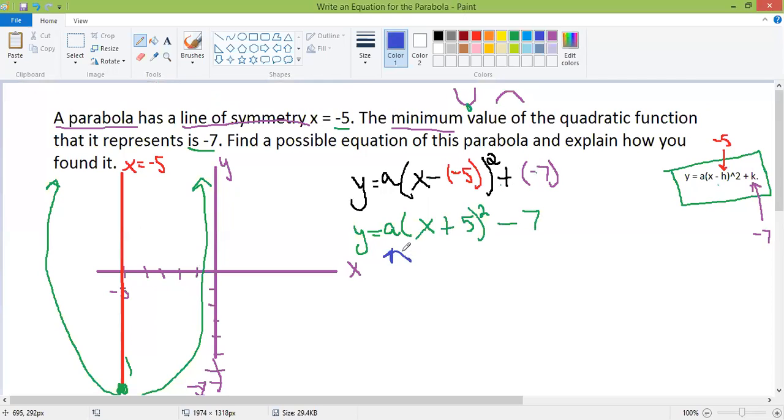You can't put 0 though, because if you put 0, then 0 times all of that will cancel out and it will be a straight line. So you can't put 0 for a. A has to be a number, and it has to be a positive number because it has a minimum value. So as long as a is greater than 0, meaning it's positive and it's not equal to 0, that works.